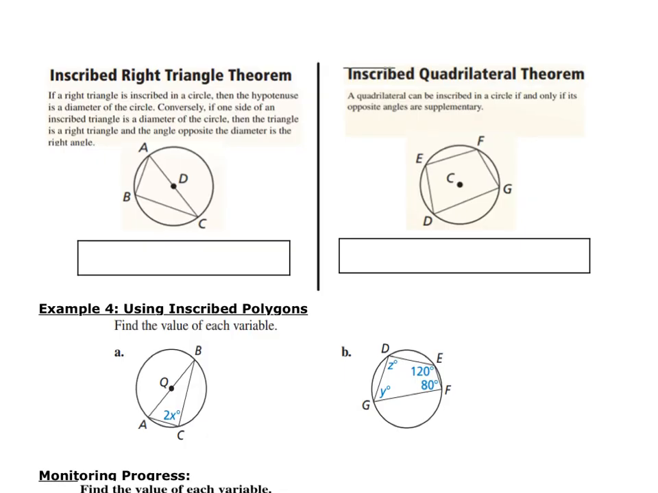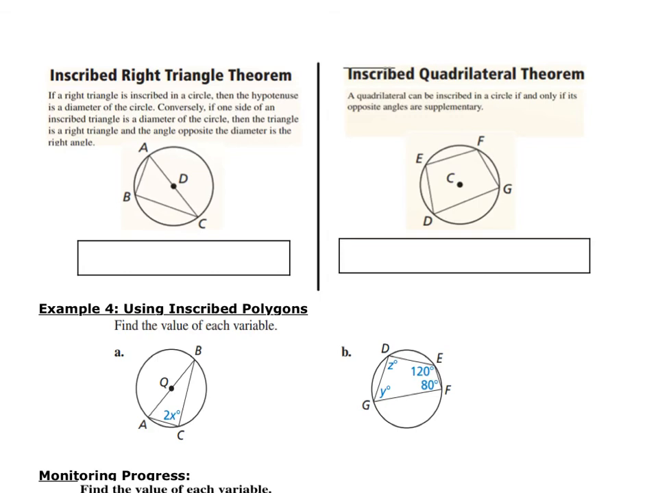The inscribed right triangle theorem. If a right triangle is inscribed in a circle, then the hypotenuse is the diameter of the circle. Conversely, if one side of an inscribed triangle is a diameter of a circle, then the triangle is a right triangle, and the angle opposite the diameter is a right angle.